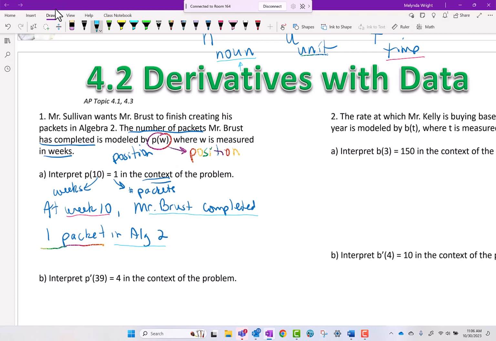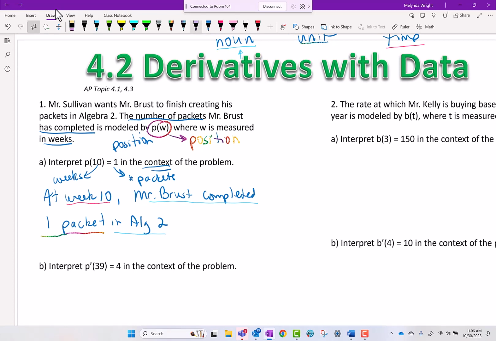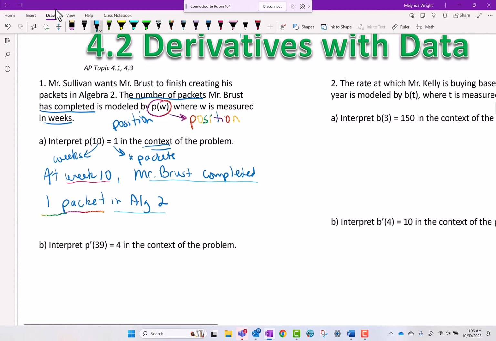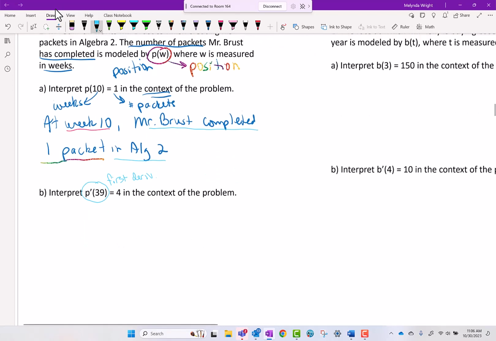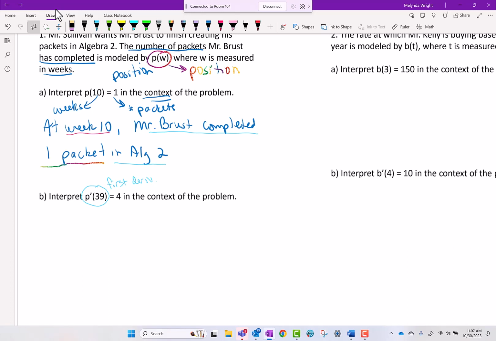So now we're shifting gears and we're looking at P prime. P prime is the first derivative. So let's make ourselves a little note. This is not the position. This is the first derivative. And derivatives describe rates. So this first derivative is a rate. We need to think about this in terms of rate. It's the rate that the packets are being completed. That's what this first derivative would describe.